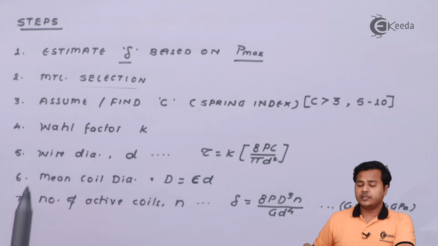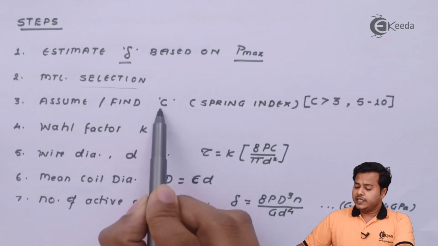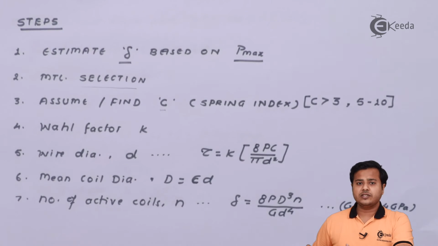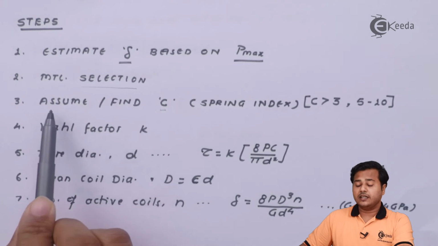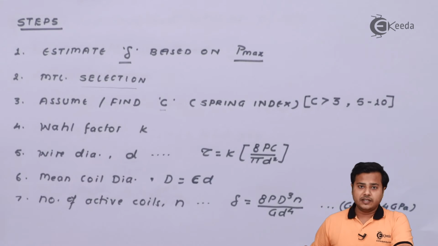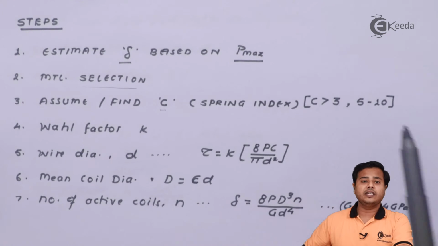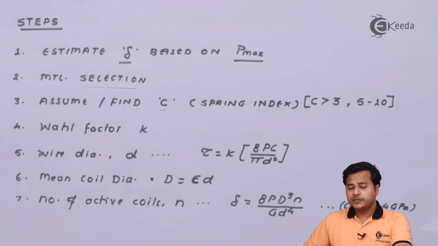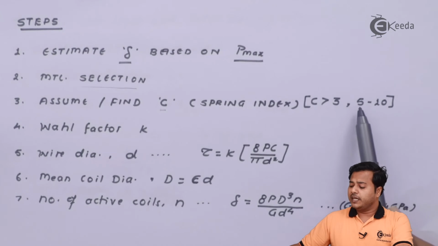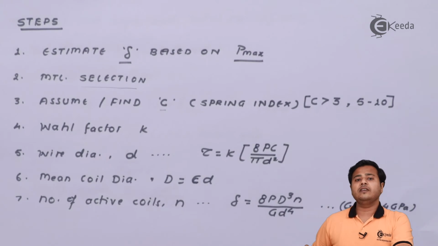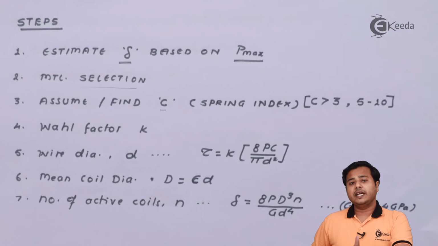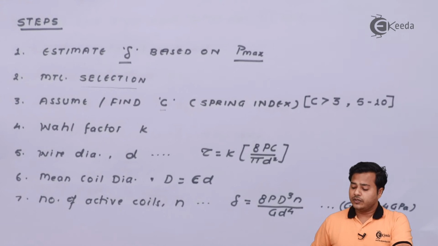The next one is the assumption or finding of C. Now C can be found out based on the applications from the design data book, or in most of the cases they are either assumed or generally provided. The standard value for the spring index is greater than 3. It should never be smaller than 3. That is what the suggested value is. The value may lie between 5 to 10, and generally values taken are between 8 to 10. So the values above 5 are generally considered safe for the spring index.